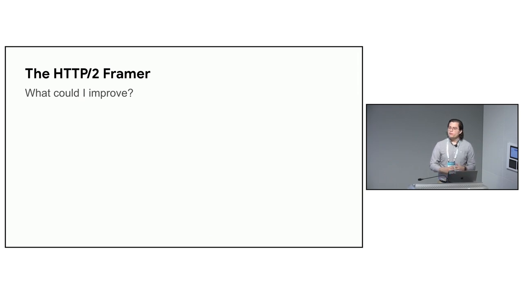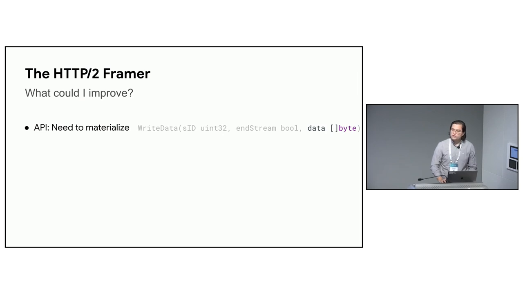What were the main pain points that we had with the standard implementation of the framer? The first one was, as Easwar mentioned, that they needed to materialize. What do I mean by this? If we look at the function signature provided by the HTTP2 framer, it takes a single data slice. This meant that whenever we had little pieces of the RPC message in different byte slices, we would need to create a buffer big enough to hold them both and then copy that data into a single contiguous buffer so that we can actually call the API in the current framer.